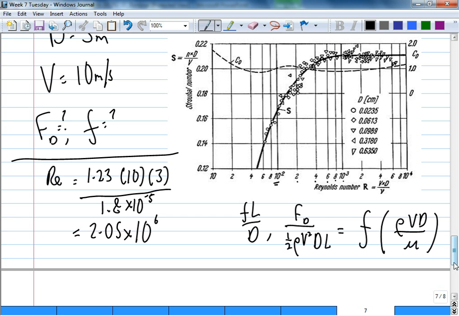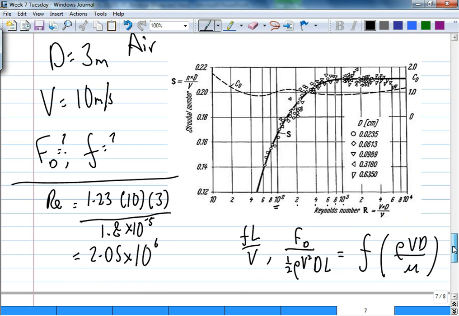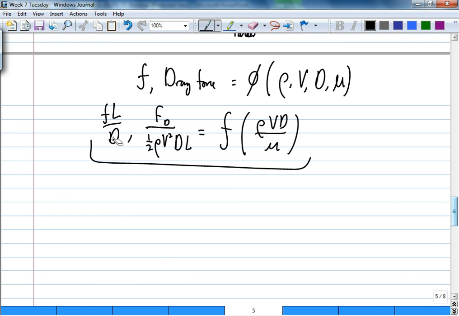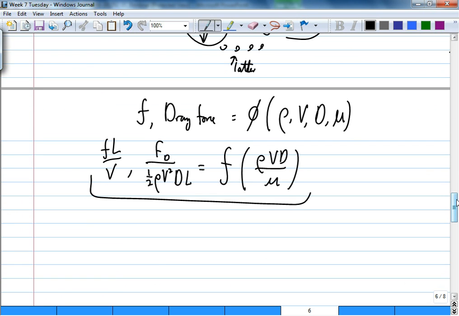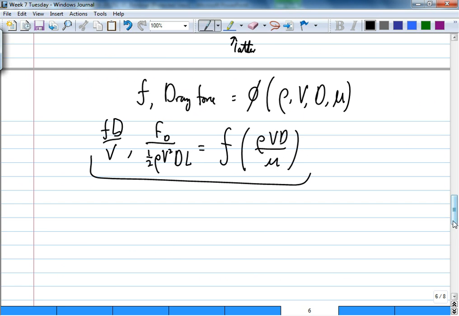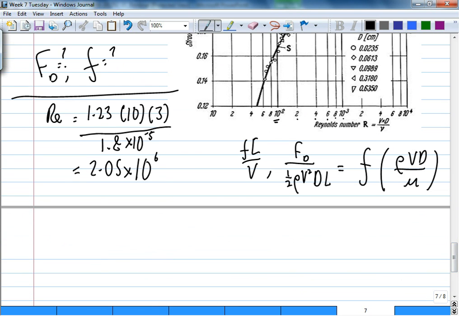It's the same. They put N here. It is actually F. This is actually F. FL over V, sorry. Okay? Sorry, mistake here. V. FL over D won't give you anything. In fact, it's FD over V. Sorry, there's no L here. Alright, sorry. It's FD over V.